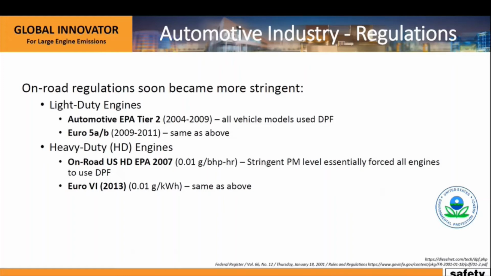For heavy duty vehicles, similar story. In North America, EPA is really what set the standard. The requirement for on-road is 0.01 grams per horsepower-hour, which, if you're not familiar, is basically half what it is for the off-road industry, 0.02, right? So basically forcing all the engines to use DPF. So no ifs or buts, and same thing in Europe, just in grams per kilowatt hour.